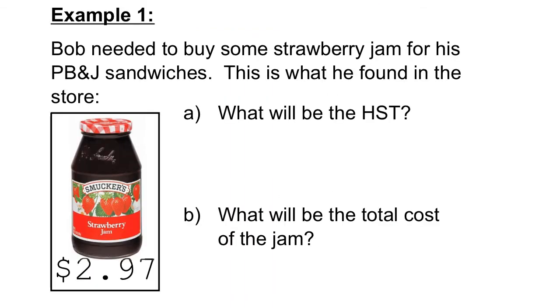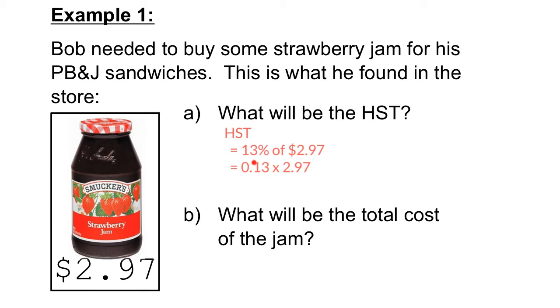So let's work through an example. Bob needed to buy some strawberry jam for his peanut butter and jam sandwiches. This is what he found in the store. So there's some jam. The price sticker said $2.97. What will be the HST? So we have to remember that HST is always 13% of the price.